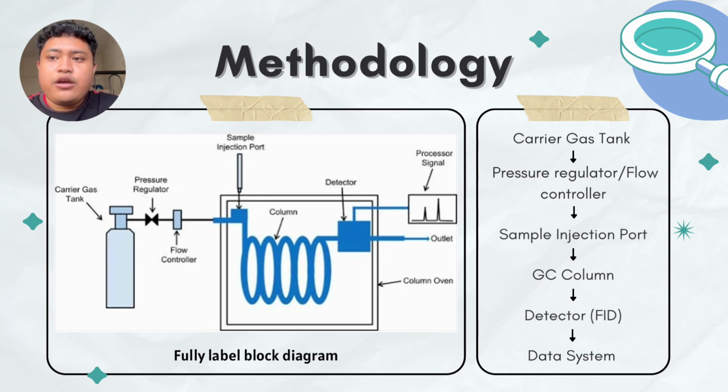Once separated, the compounds reach the detector, which in this analysis is a flame ionization detector, or as we know it, FID. And lastly, these signals are sent to the data system or computer, where they are processed and displayed as a chromatogram.